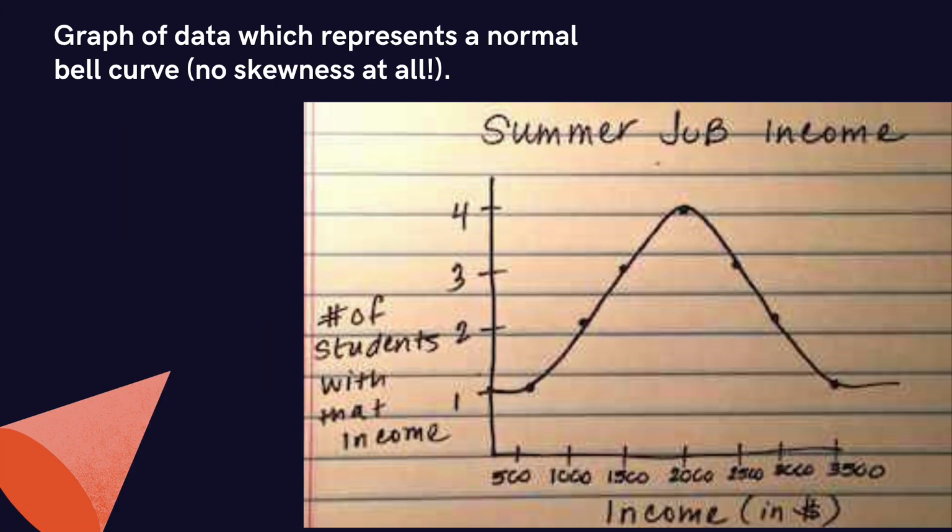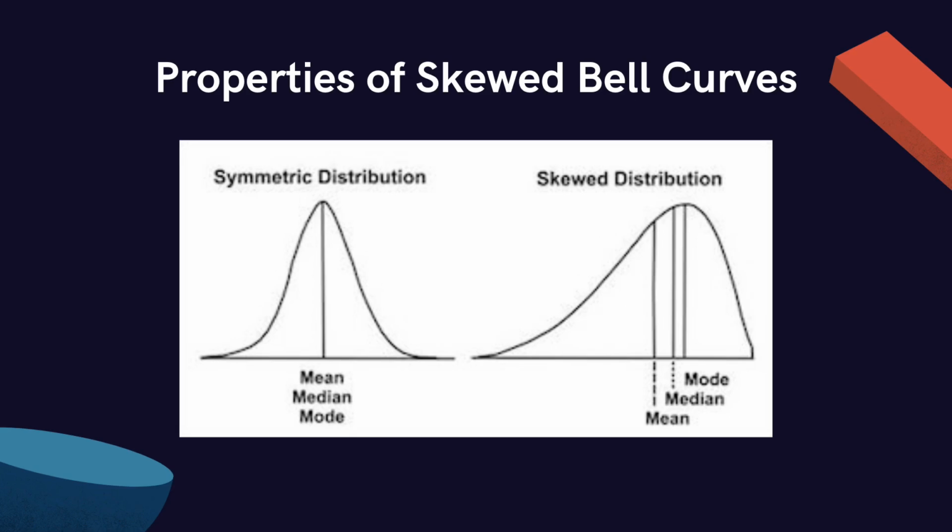Take a look at the graph of the data, which represents a normal bell curve or no skewness at all. This means the data are perfectly symmetrical. Although it is quite unlikely for real-world data, as a general rule of thumb, if skewness is less than -1 or greater than 1, the distribution is highly skewed. And now we will move on to the properties of skewed bell curves.